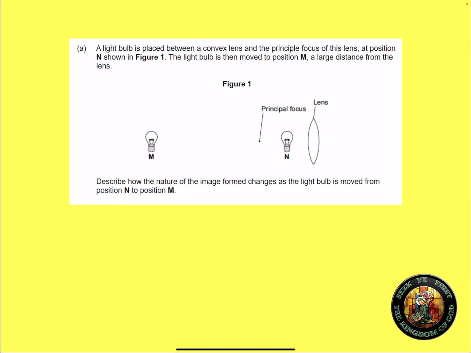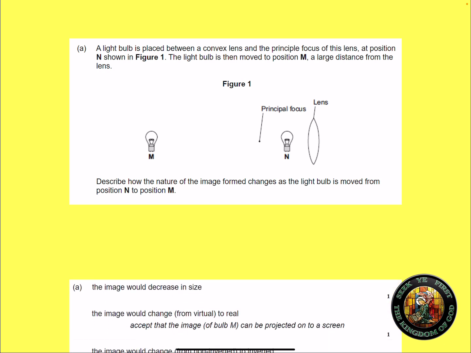Here's another question. A light bulb is placed between a convex lens and the principal focus of this lens. At position N, shown in figure 1, the light bulb is then moved to position M, a larger distance from the lens. Describe how the nature of the image formed changes as the light bulb is moved from position N to M. You can pause the video here.